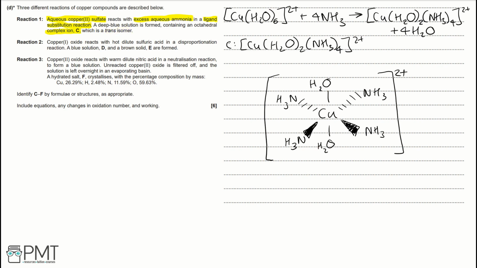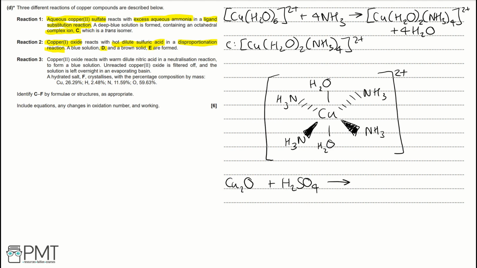Looking at reaction 2, we have copper 1 oxide reacting with hot dilute sulfuric acid in a disproportionation reaction. A disproportionation reaction means that oxidation and reduction happen simultaneously to the same element. So we need to find D and E in reaction 2. So firstly, writing reaction 2, we would have Cu2O plus H2SO4, which is copper 1 oxide reacting with dilute sulfuric acid.